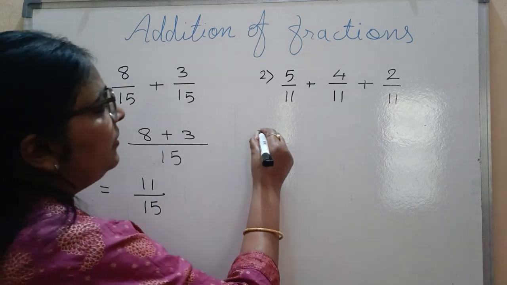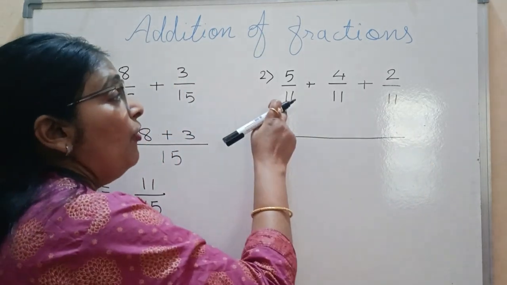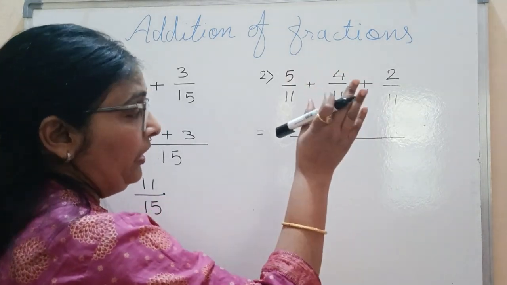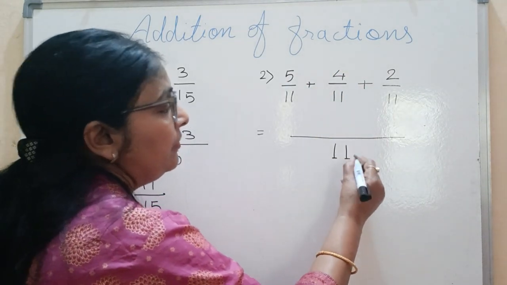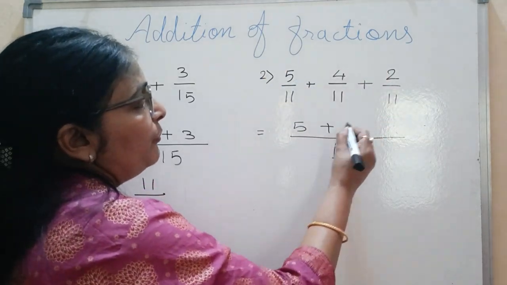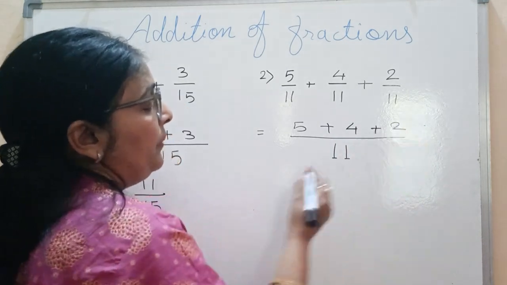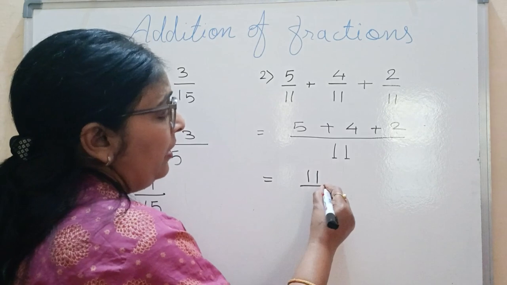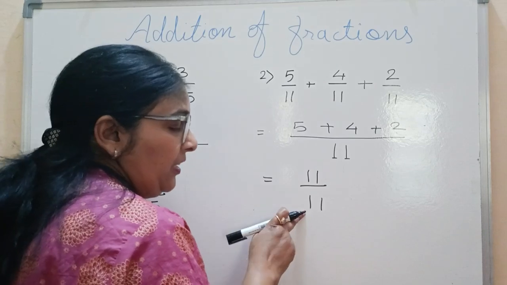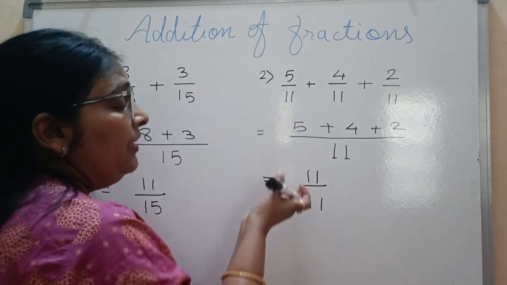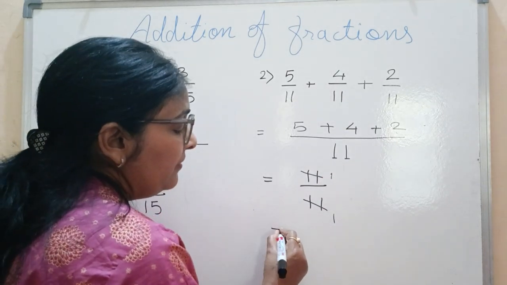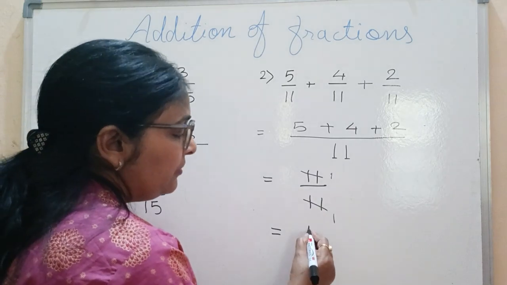Come to next. Here again LCM of all three denominators, as 11, 11, 11 only. So LCM will be 11. Okay. Add numerators. So 5 plus 4 plus 2 will be 11 by 11. 5 plus 4 plus 2 will be 11. Denominator again 11. As you got here 11 by 11, you can get 11 ones are 11. So your answer will be 1 by 1, which is only 1.